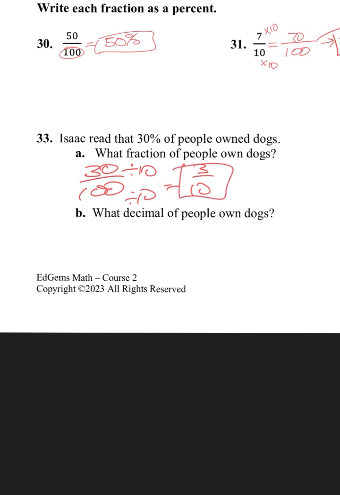Then it says what decimal of people own dogs? Pretty straightforward. If we go 30 out of 100, since the denominator is already 100, we take the numerator 30, and we move the decimal 2 spots to the left because we have 2 zeros in the denominator. So 1, 2. My final answer is 0.30.